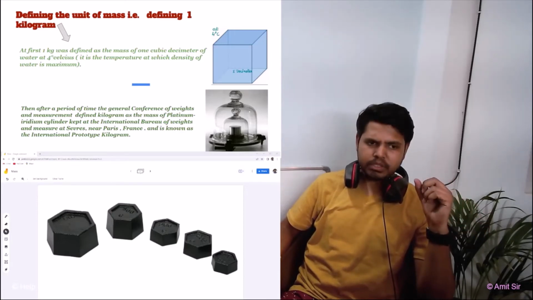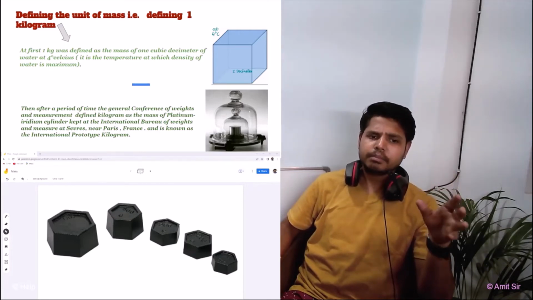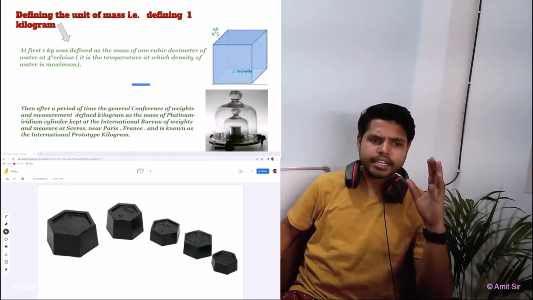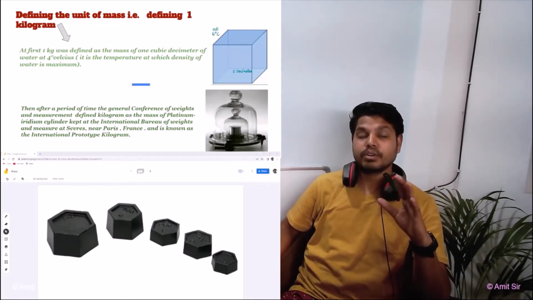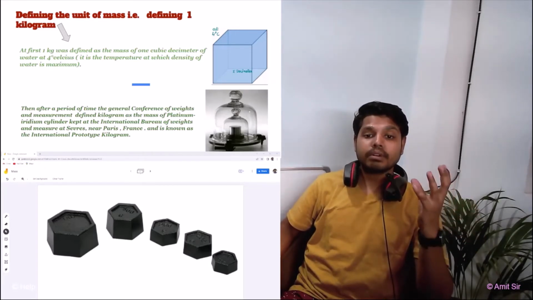Okay, so this sample is kept at the International Bureau of Weights and Measures at Sèvres near Paris, France. Okay, and this sample is known as the International Prototype Kilogram.